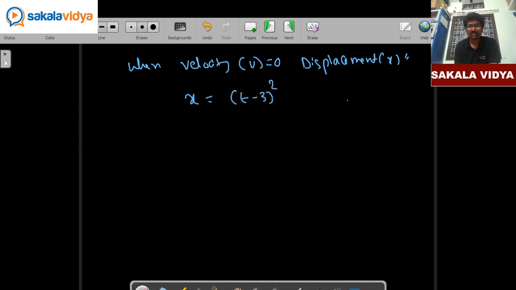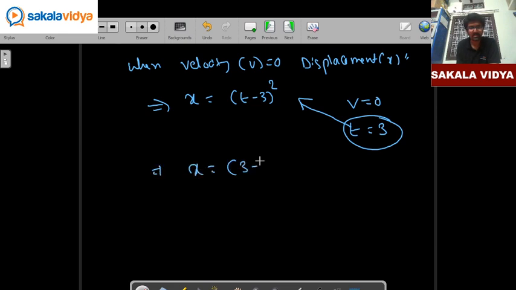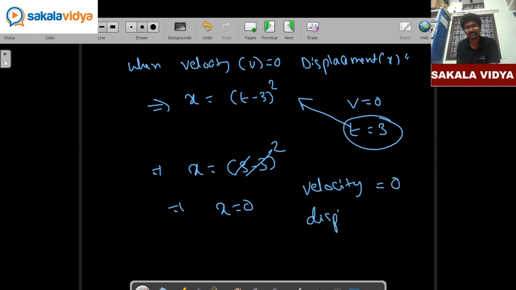So when velocity is 0, what is our t? t is equal to 3. So if we substitute t is equal to 3 in our equation 1, we are going to get our displacement. That is nothing but x is equal to 3 minus 3 whole square. 3 gets cancelled. So our x is equal to 0. When velocity is 0, our displacement is also 0.